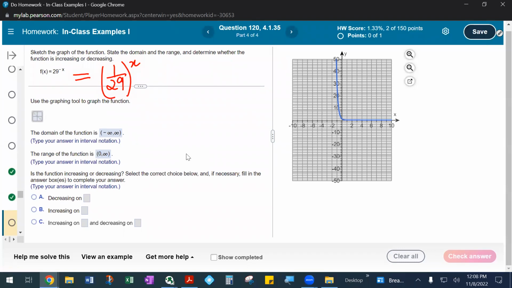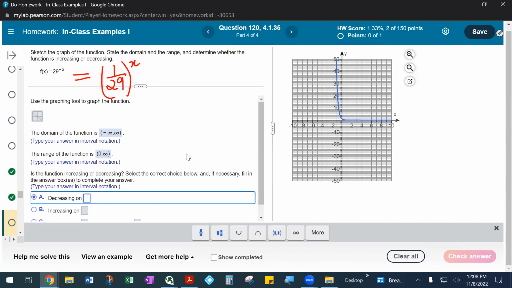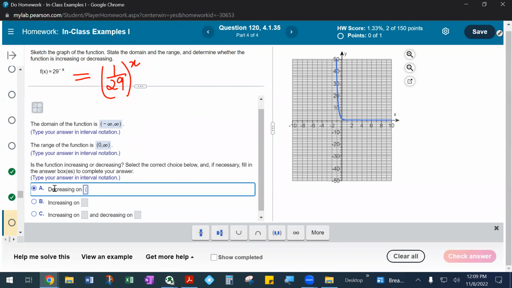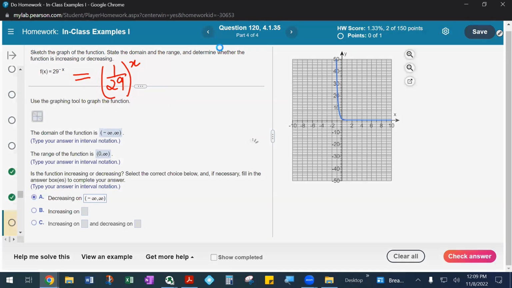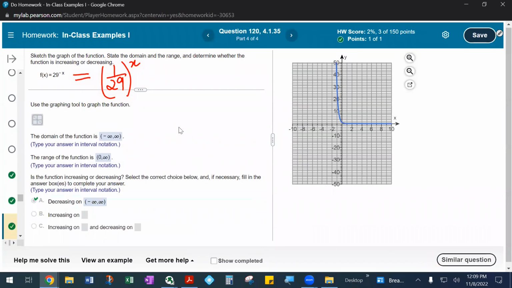Now, is this function increasing or decreasing? And on what interval? Okay, decreasing. And over what interval is it decreasing? Yeah, so it actually decreases over the entire domain of the function, because it's not changing directions and going the other way. It's decreasing over the entire domain. So this will be decreasing on, and then just retype that, negative to positive infinity. All righty. And that's what we have.